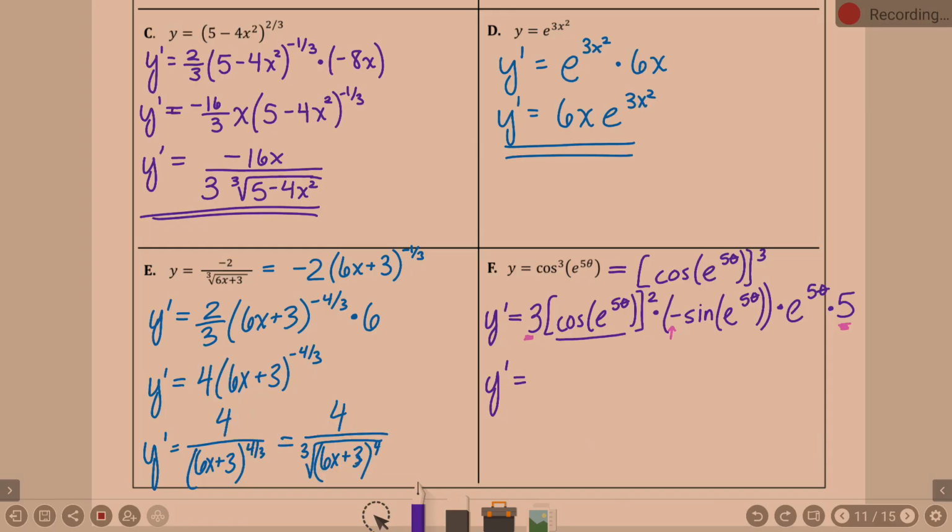So I'm going to say negative 15 out front. I am going to rearrange a little bit. I don't know if you'd have to. I'm going to pull that e to the 5 theta out front. So negative 15 times e to the 5 theta.